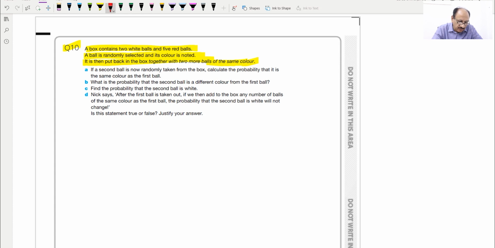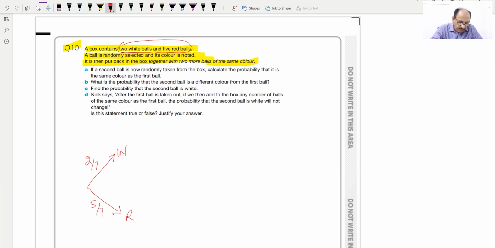So if we draw tree diagram, there are 5 red balls and 2 white balls. So 2 types of balls. One is white and the second one is red ball. So total are 7, 2 plus 5, so total are 7. So we can write this is 2 by 7 and this will be 5 by 7.